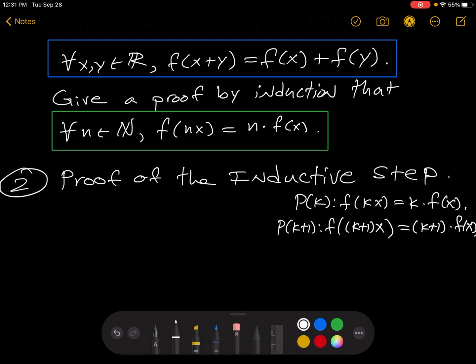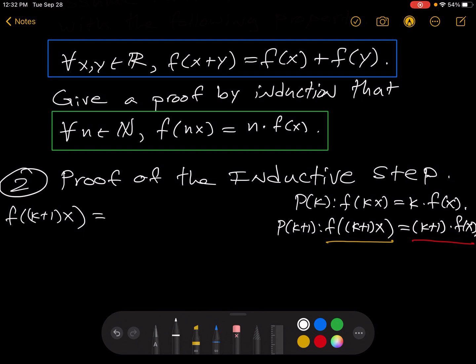Okay, now to prove P of k plus 1, I'm going to start on the left-hand side with that thing, and then I'm going to work through a string of equalities using the property and the inductive assumption, P of k, to where I get to the right-hand side. Okay, so let's prove that now. So starting with the left-hand side, we have f of (k plus 1) x.